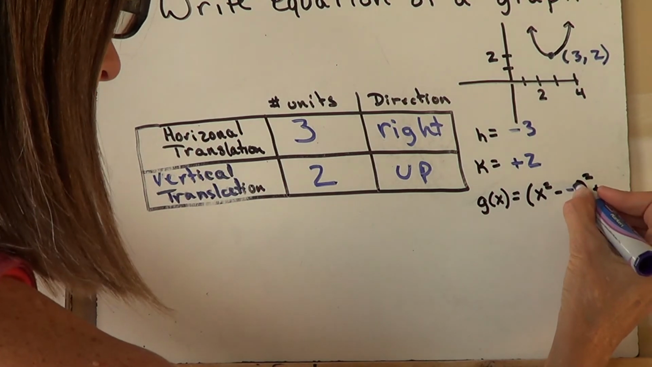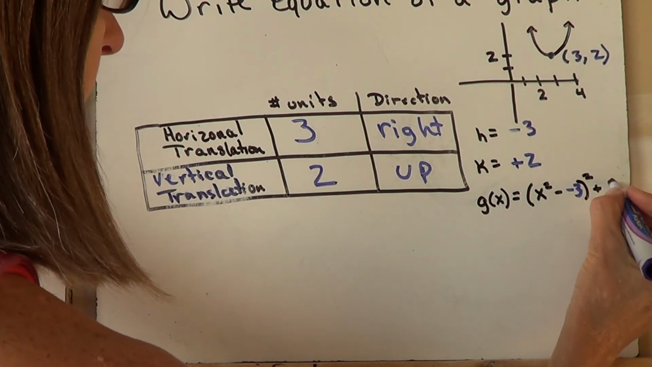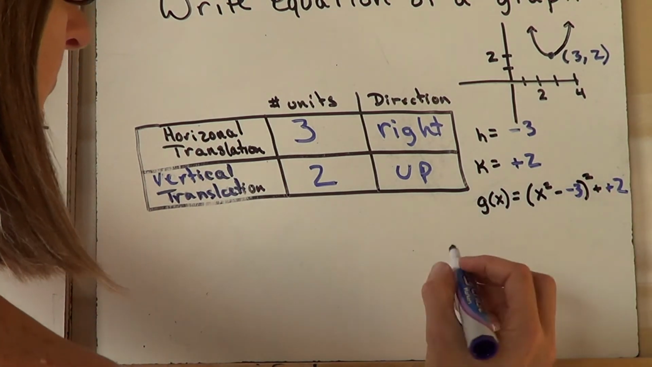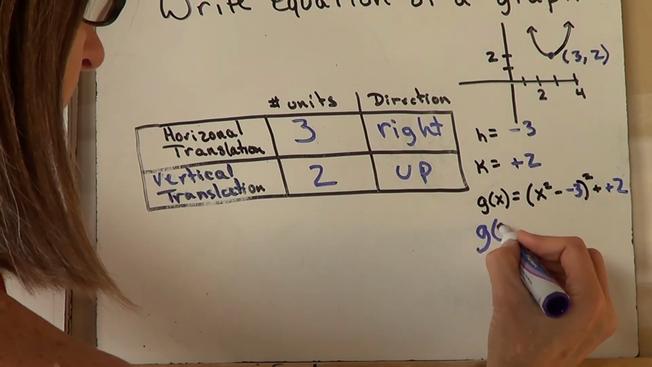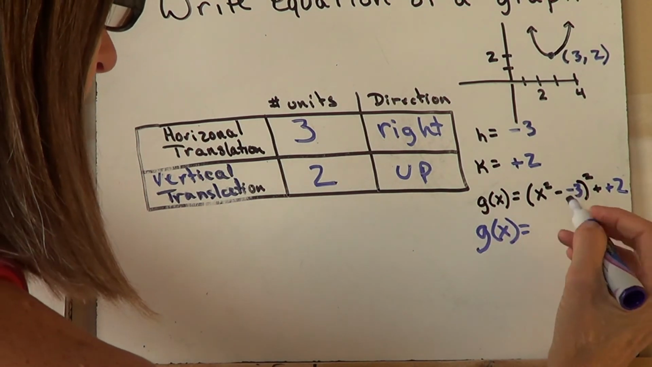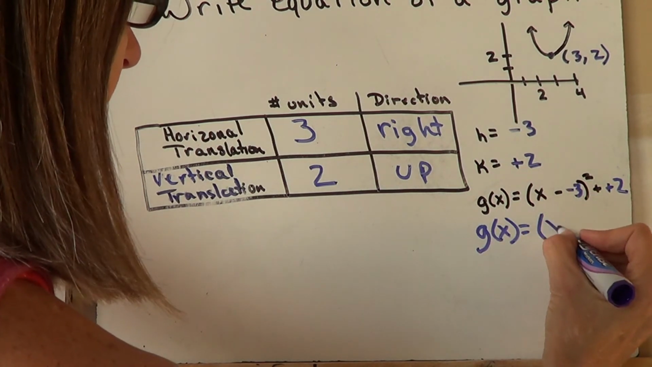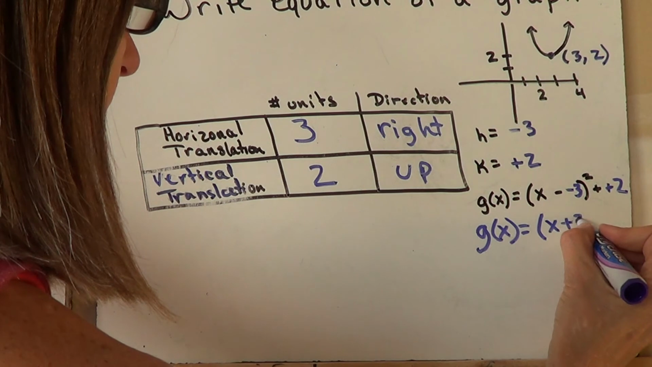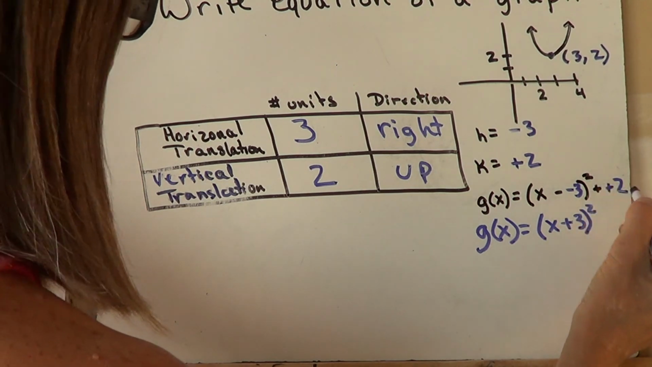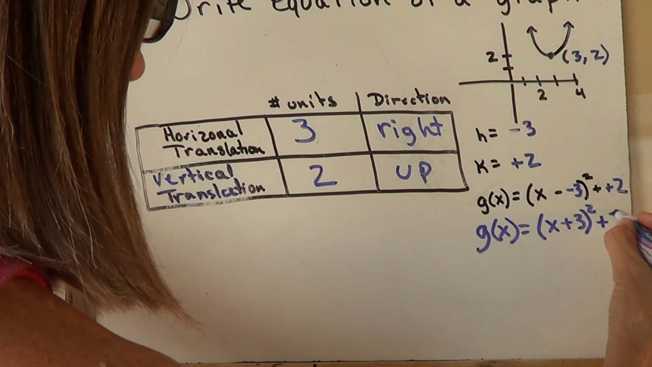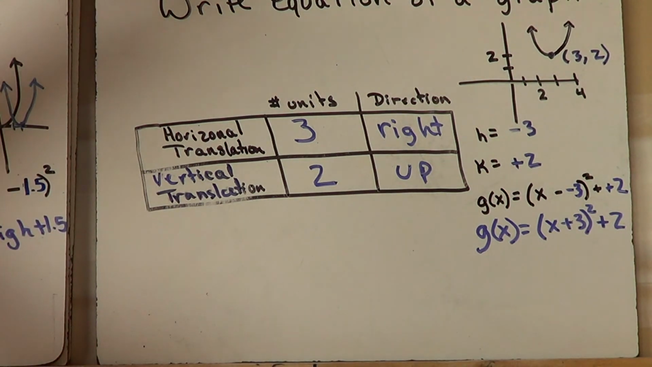So we can plug in -3 here, +2. Now we simplify our signs. G of x equals, 2 negatives make a positive. Oops, I shouldn't have that square in there, I'm sorry. X plus 3 squared. 2 positives make a positive 2. So you have your equation.